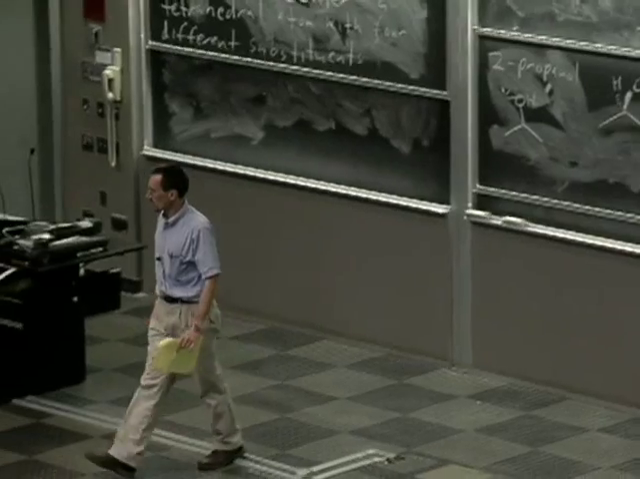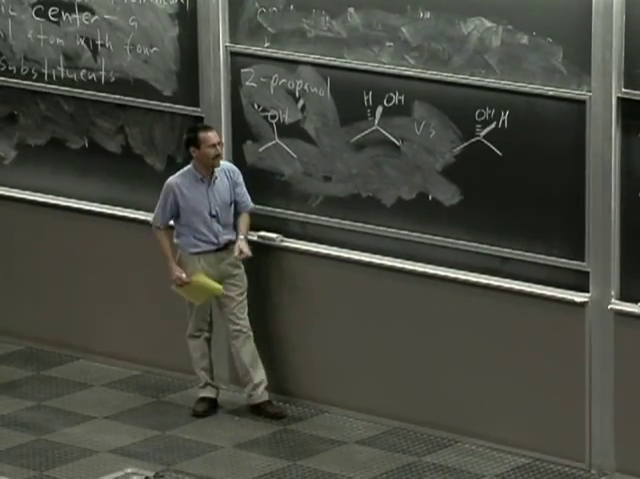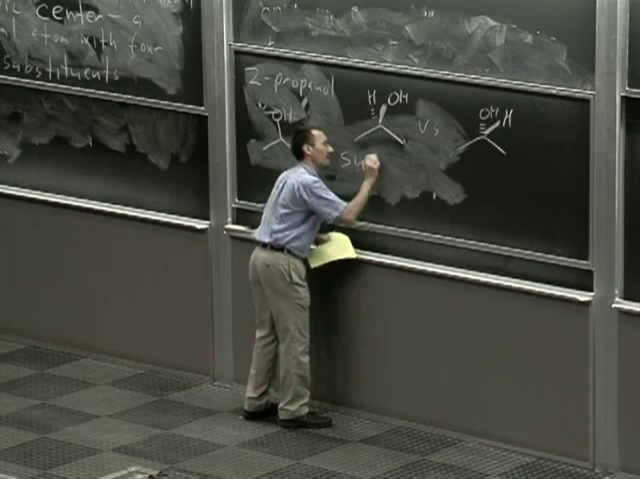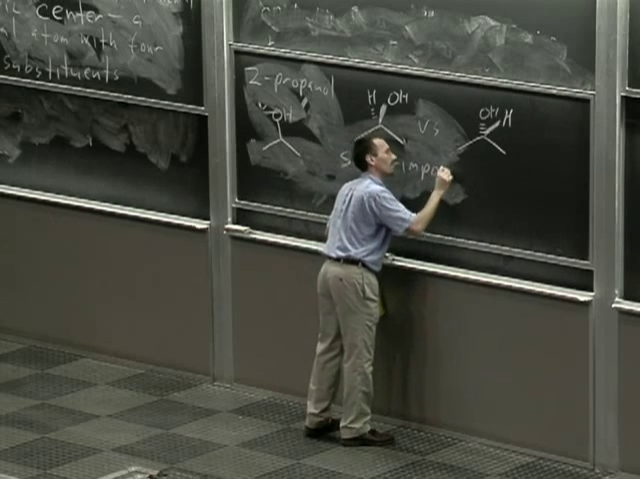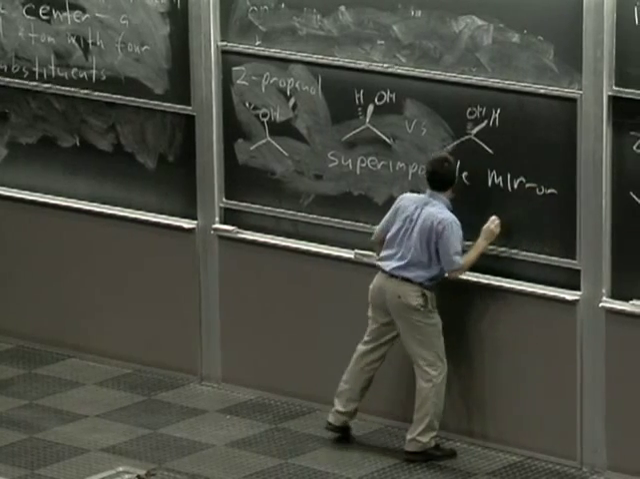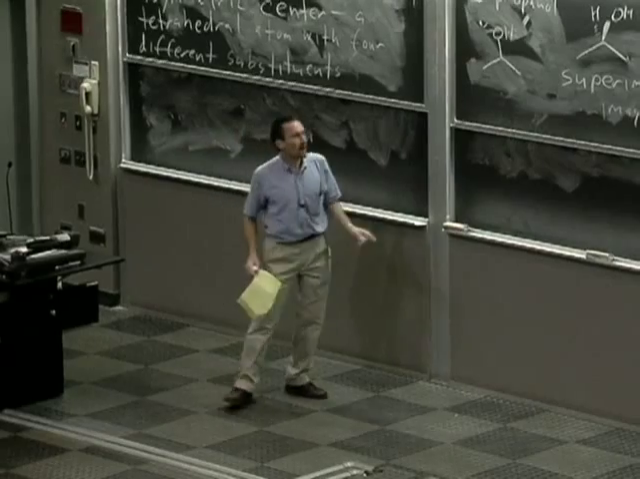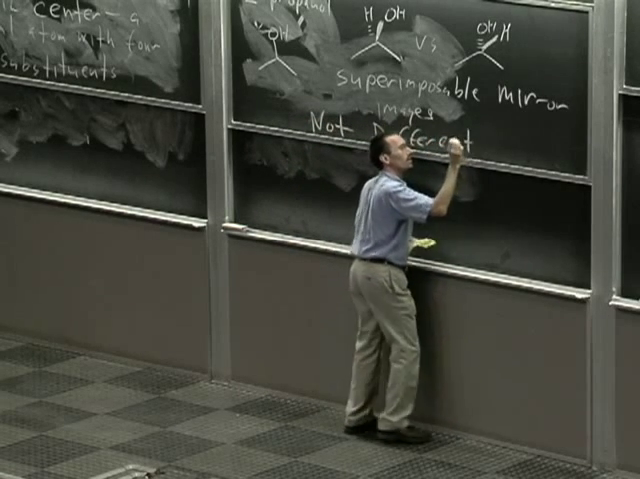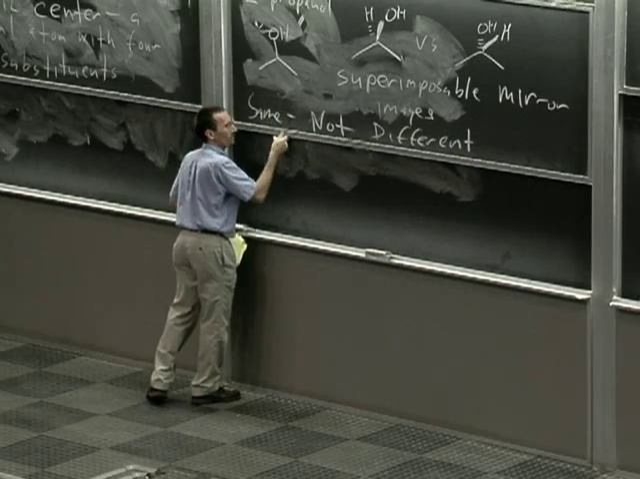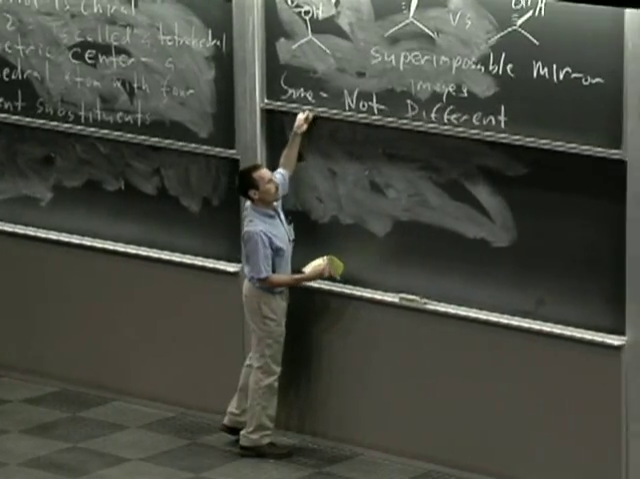What can we say about these two drawings? They are indeed mirror images, but they're not enantiomers. They are superimposable mirror images, not non-superimposable. In other words, they are the self-same thing. They're just two different drawings of the exact same molecule. I'll just write same, not different, just to be really explicit. All right, so we would say 2-propanol is achiral. It's not chiral.